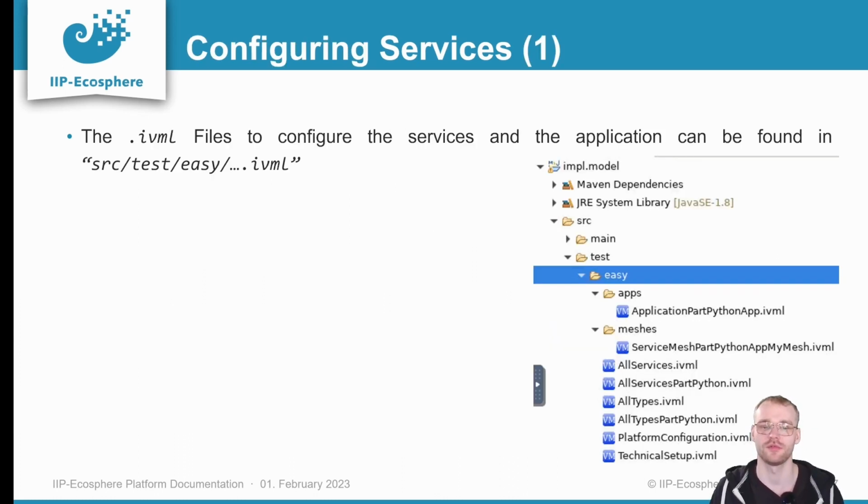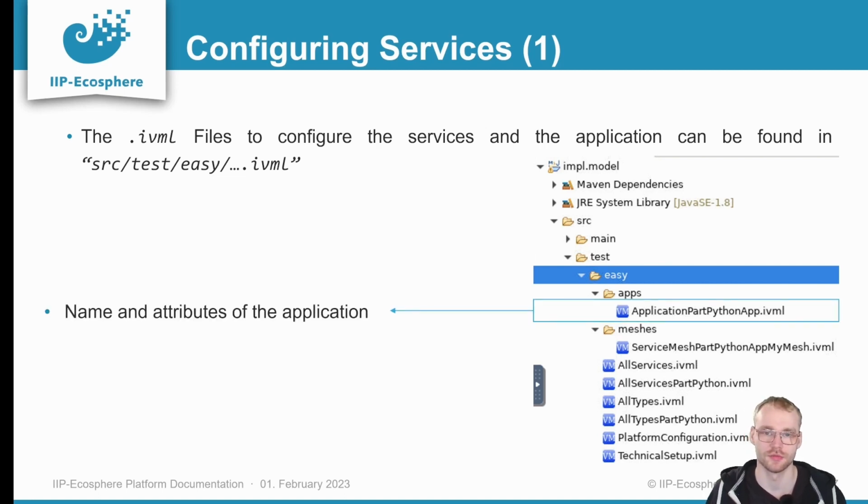The YAML files to configure these services and the application can be found in the source test easy directory. So what do we need to deal with? Which files are relevant? Potentially most of them. Realistically, only the services. The application part file will mostly be relevant for the service mesh, which could be influenced by our services, and we will get to this in an upcoming video.